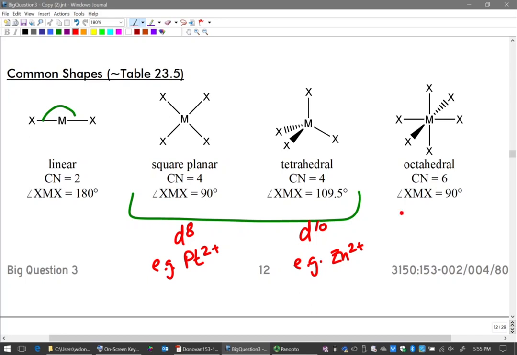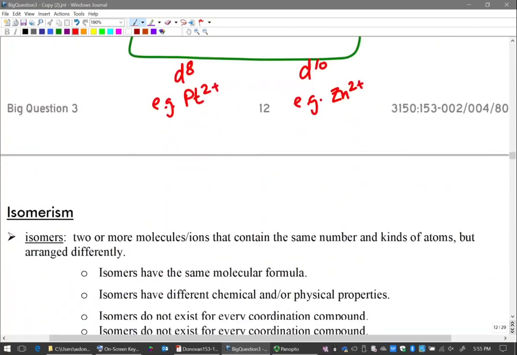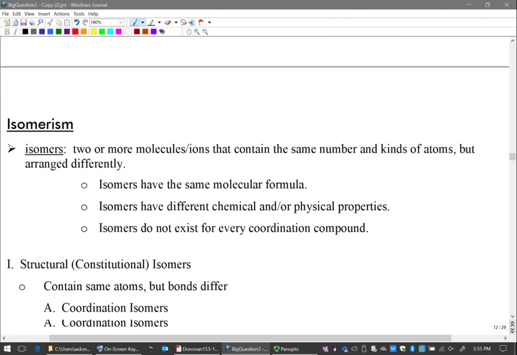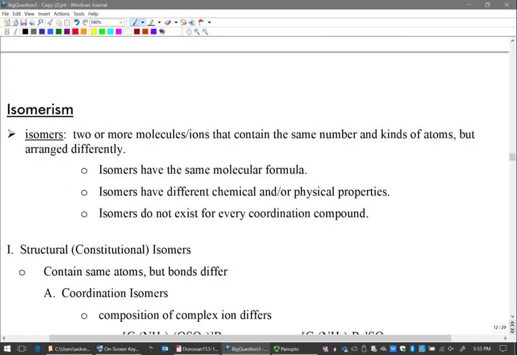Wait, the fun's only beginning now? I thought the fun around here never stops, right? What do you mean the fun begins now? Well, it gets more fun than it already was, with something called isomerism, or isomerism, if you like to put the accent on a different syllable. Isomerism is the phenomenon that occurs when you have isomers.